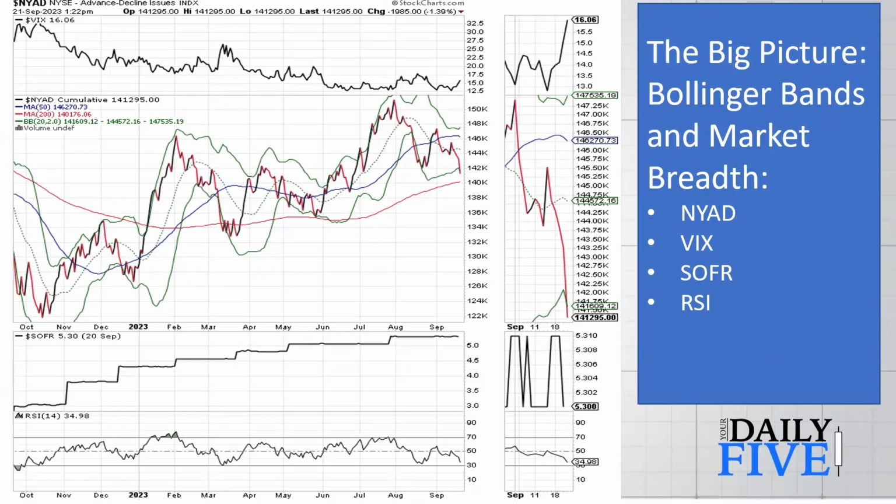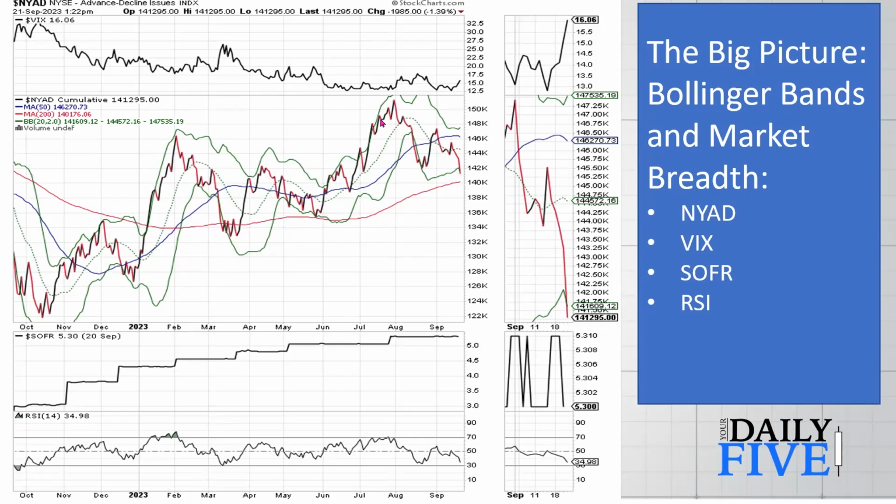This is probably a familiar chart to people that follow what I do. But again, you can use Bollinger Bands with the New York Stock Exchange Advanced Decline Line and other indicators. And briefly here, same sort of thing. These are the Bollinger Band, 20-day moving average. I use the 50-day as well, and the 200-day. And so intuitively, you can tell what's going on here.